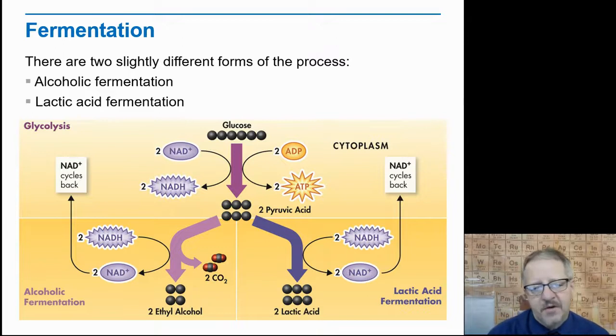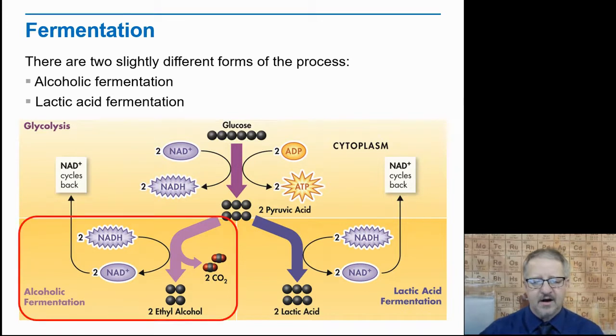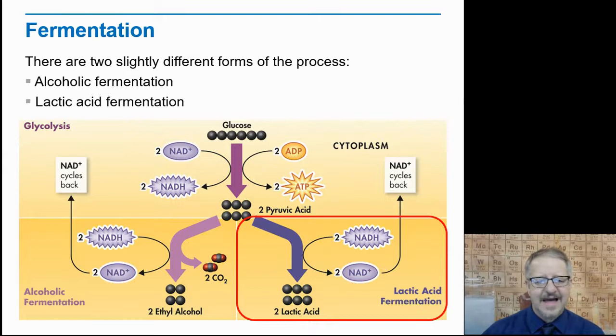So, here we see two different pathways of fermentation. One is the alcoholic fermentation pathway, and we see that on the left side of the screen here. And it also produces NAD plus from NADH. And then we have the lactic acid fermentation pathway. Now, the lactic acid fermentation pathway is very similar to the alcoholic fermentation pathway, except that we don't produce any carbon dioxide in a lactic acid fermentation, but in alcoholic fermentation, we do produce carbon dioxide. We also produce 2 ethyl alcohols.